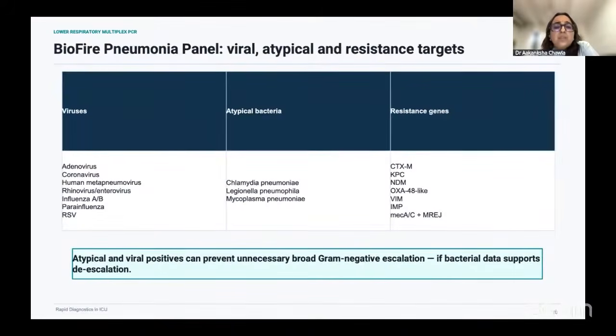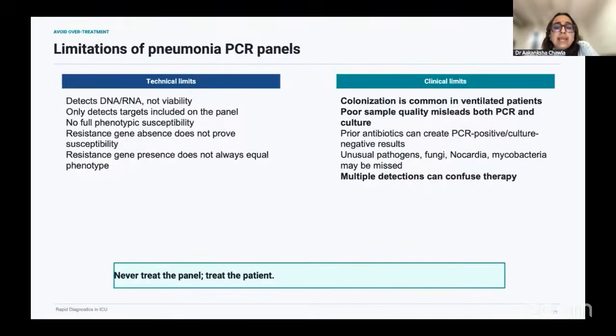Now, we were just talking about the pneumonia panel. These are the viral, atypical, and resistance targets that the BioFire pneumonia panel tests. The limitations of this pneumonia PCR panel are that colonization is common in ventilated patients, poor sample quality misleads both PCR and culture, and multiple detections can confuse therapy. So never treat the panel. Always treat your patient. Always correlate clinically.